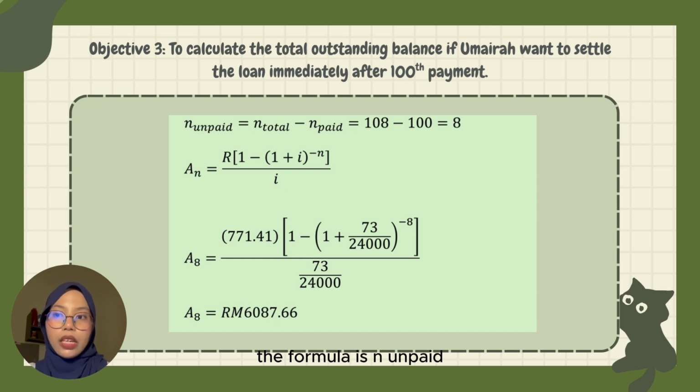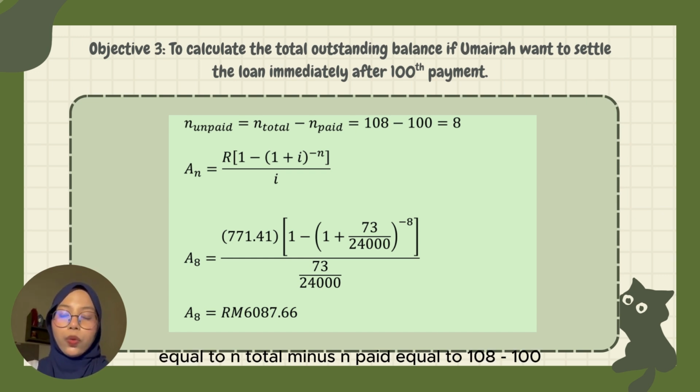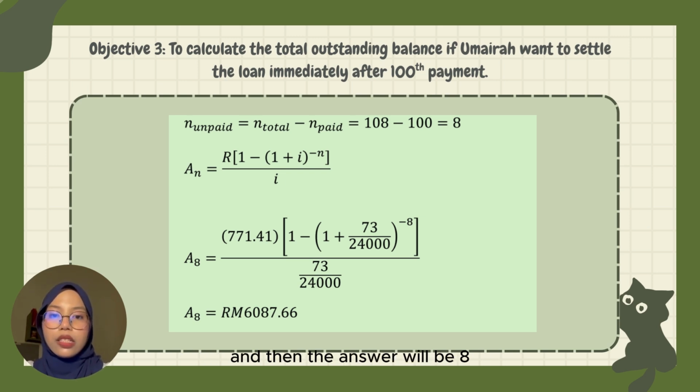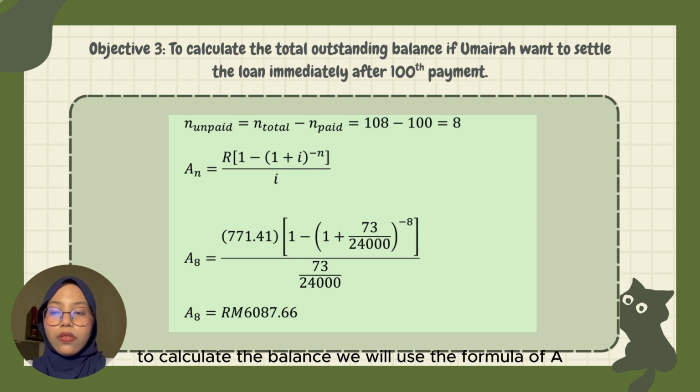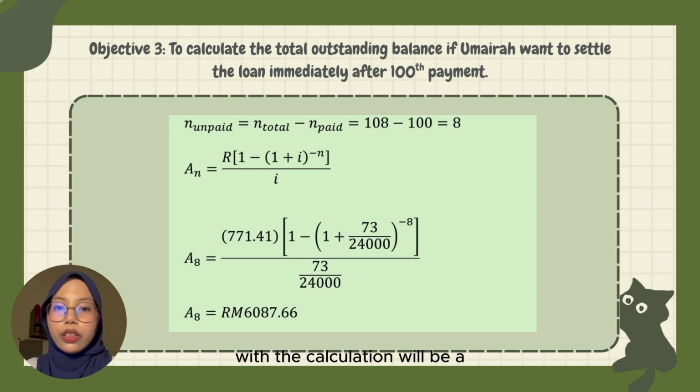The formula is N unpaid equal to N total minus N paid, equal to 108 minus 100, and then the answer will be 8. To calculate the balance, we will use the formula of AN equal to R in the bracket 1 minus in the bracket 1 plus I to the power of negative N, over I. Then we just replace the formula with the numbers, and the calculation will be A8 equal to in a bracket 771.41 in a bracket 1 minus in a bracket 1 plus 73 over 24,000 to the power of negative 8, over 73 over 24,000, and the answer will be RM 6,087 ringgit and 66 cents.